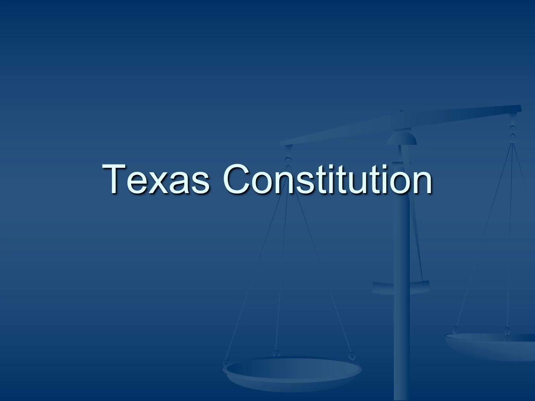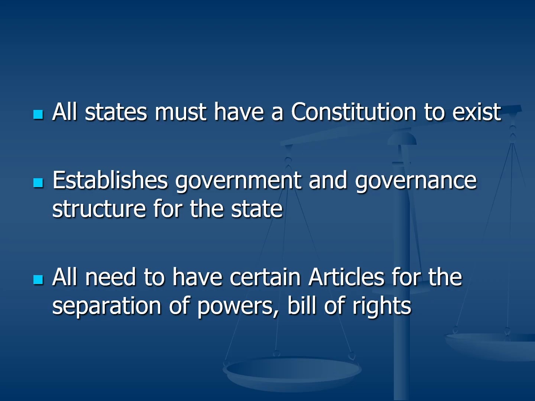Today's lecture is on the Texas Constitution, and this is Chapter 3 from your book. Now, when it comes to the states, in order to exist as a state, there must be a constitution. There has to be a constitutional convention. They have to say this is what this particular state is going to look like. And what they are doing is establishing the government and the governance structure for the state.